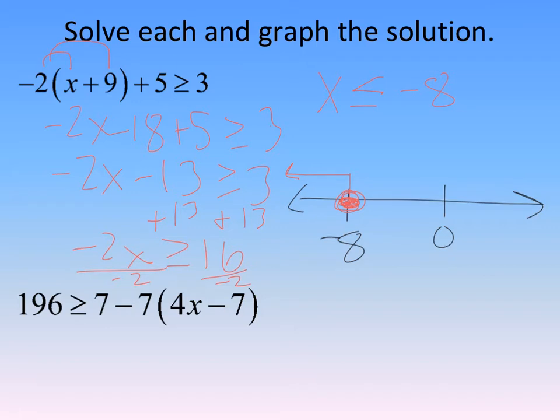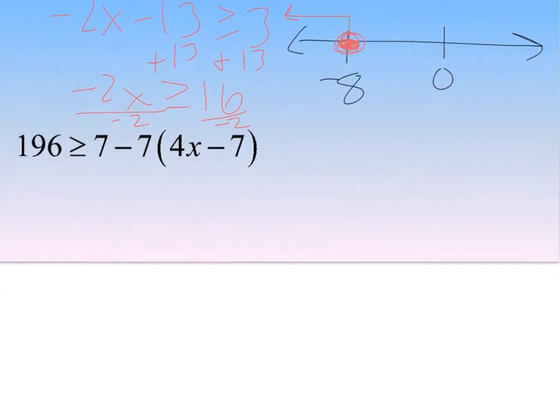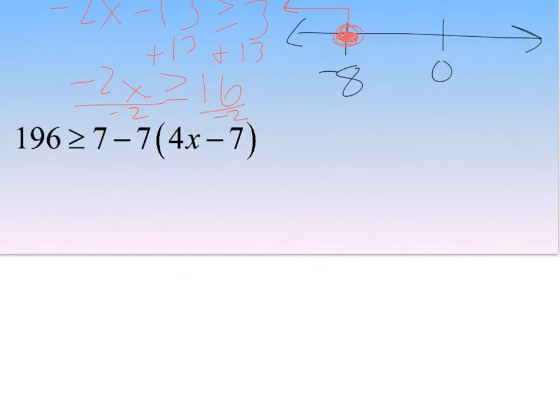Let's try this bottom one here. And again, if you didn't try the first one on your own, let's try this one on your own. Okay, here we go. Got to give myself some room.